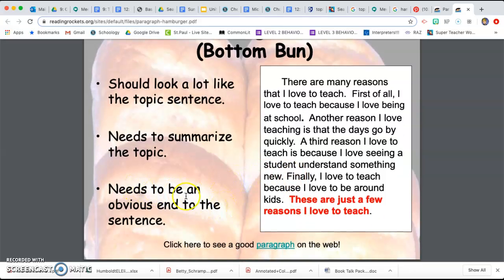It needs to be an obvious end to the paragraph. So what that means is after we've read this, we know that your paragraph or your essay, depending on how many paragraphs you've written, is over. Don't leave us hanging like we should be waiting for something else.